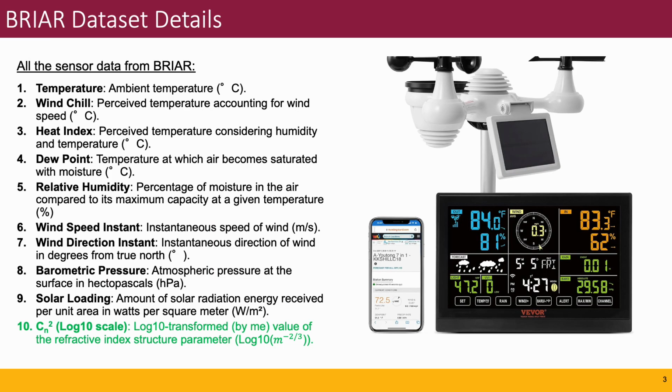We used a prior dataset to train and evaluate our model. Those datasets come with weather data as well as image data. The weather data include temperature, wind chill, heat index, dew point, relative humidity, wind speed, wind direction, barometric pressure, and solar loading. We can get those data from any weather station, costing around $100.